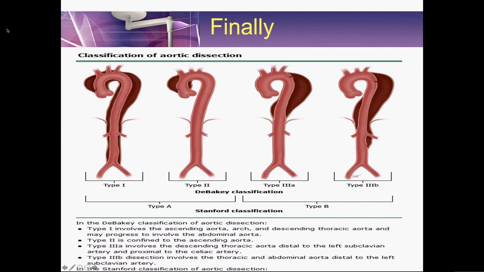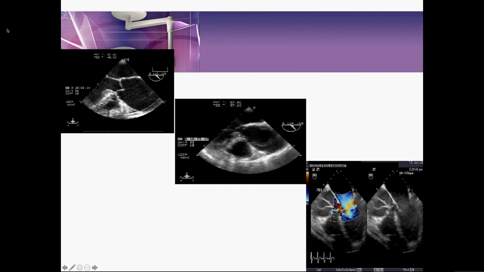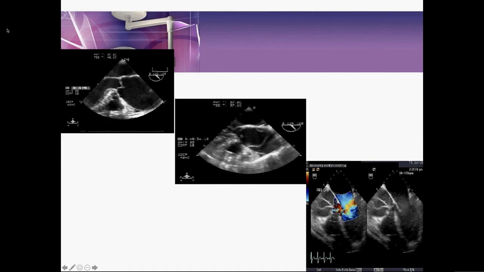Finally, this is the DeBakey classification for aortic dissection. This is the mid-esophageal view for the ascending aorta. We can see here the dilated ascending aorta, and then here we can see a proper flap on the ascending aorta to show the aortic dissection. And in this view, you can see the amount of AR, which is just a problem caused by the ascending aorta dissection and the dilated aorta.